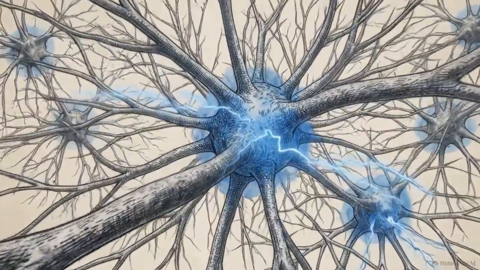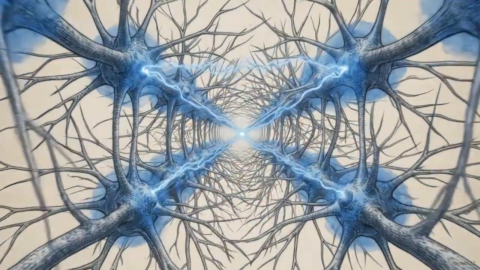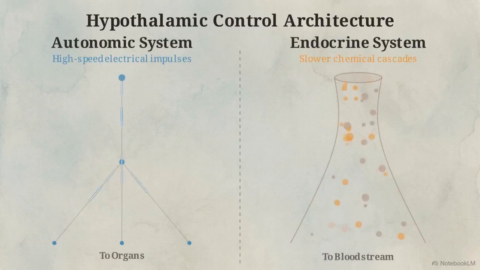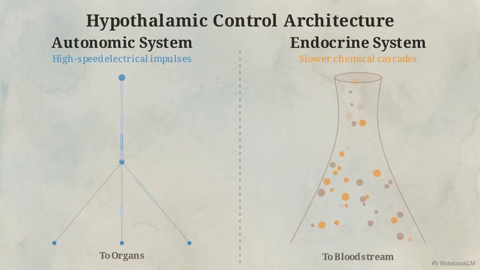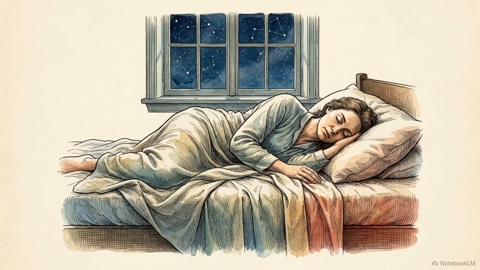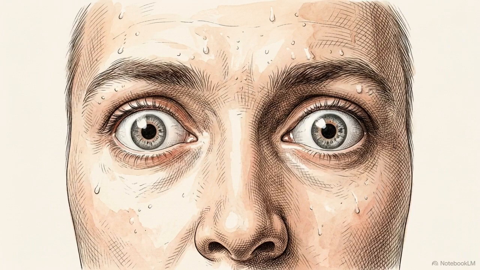The baseline required for human survival relies on a constant and highly precise regulation of our body's internal environment. At the center of this physiological balancing act is a single, microscopic governor, the hypothalamus. Its control architecture is dual-natured. It simultaneously manages the high-speed electrical impulses of the autonomic nervous system and the slower chemical cascades of the endocrine system. Through these two networks, the hypothalamus dictates our most critical homeostatic parameters. It regulates our sleep cycles, dictates thirst and hunger, manages core body temperature, and triggers systemic stress responses.